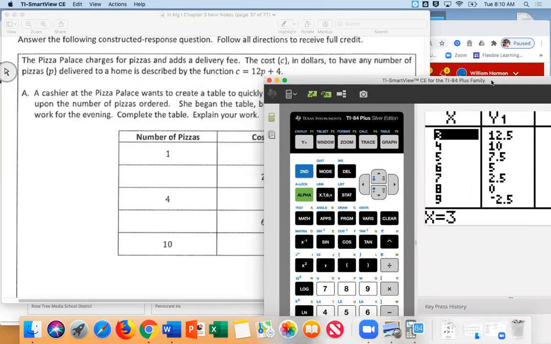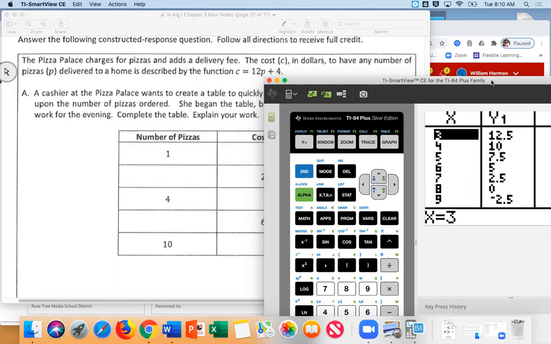Okay. So we have our graphing calculator and we have this problem. It says the pizza place charges for pizza and adds a delivery fee. Typical pizza place. The cost C in dollars to have any number of pizzas delivered to a home is described by the function C equals 12p plus 4. So let's talk about what that equation means.